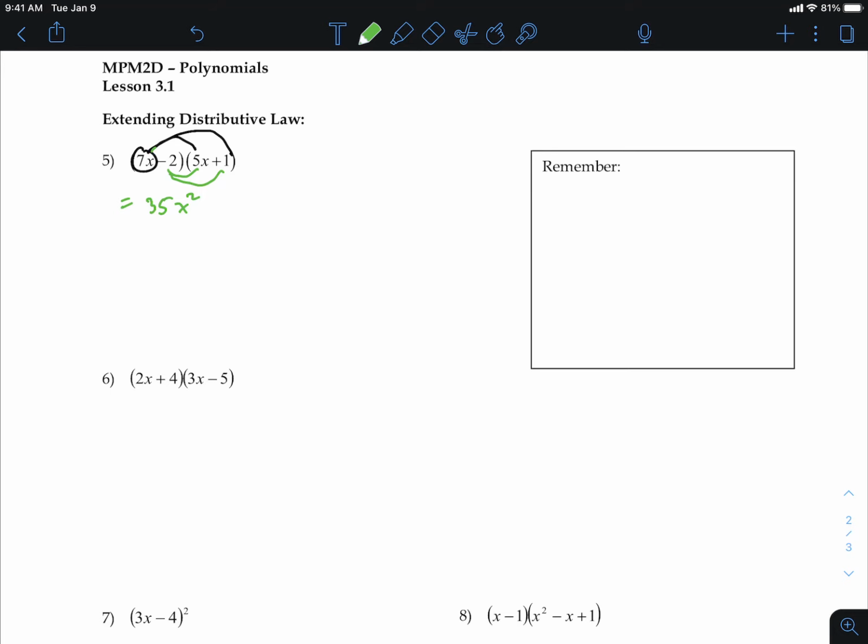Then I'm going to do the second arch from here to here, 7x times 1 plus 7x. Then I've dealt with everything there is to deal with for the first term, the 7x. I have to deal with the second one now, the negative 2. So negative 2 times 5x is going to be minus 10x, and negative 2 times 1 is going to be negative 2. Now what's nice about doing it in that order is it's basically in descending order already. All you have to do is collect the 2 terms in the middle and you're good to go.